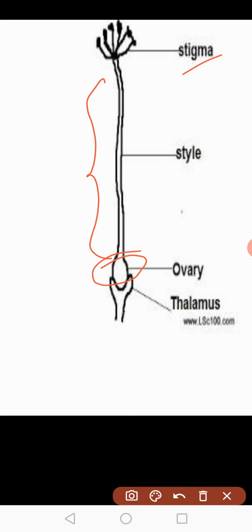So in this way, there are three parts in a pistil. They are stigma, style and ovary. Stigma is the tip part which receives the pollen grains. Style is the long slender part which is present next to the stigma region, and ovary is the basal swollen part of the pistil. Understood? Okay.